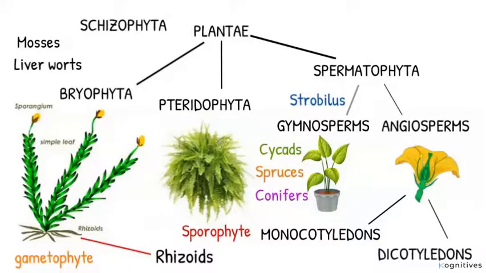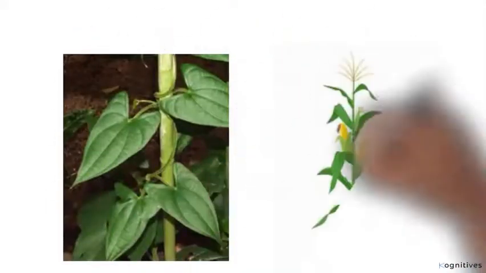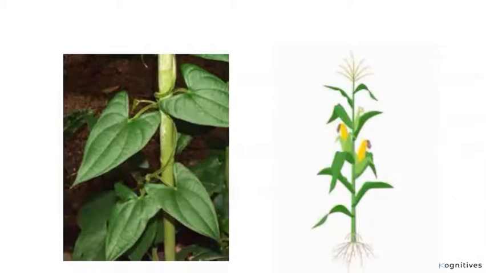For now, however, it is important for us to know that monocotyledons, from the word mono, means one cotyledon or one seedling, and dicotyledons, from the prefix di, means two cotyledons or two seedlings. So a monocot plant contains just one seed leaf and a dicot plant contains two. Examples of monocots are the yam, the maize, and several others.